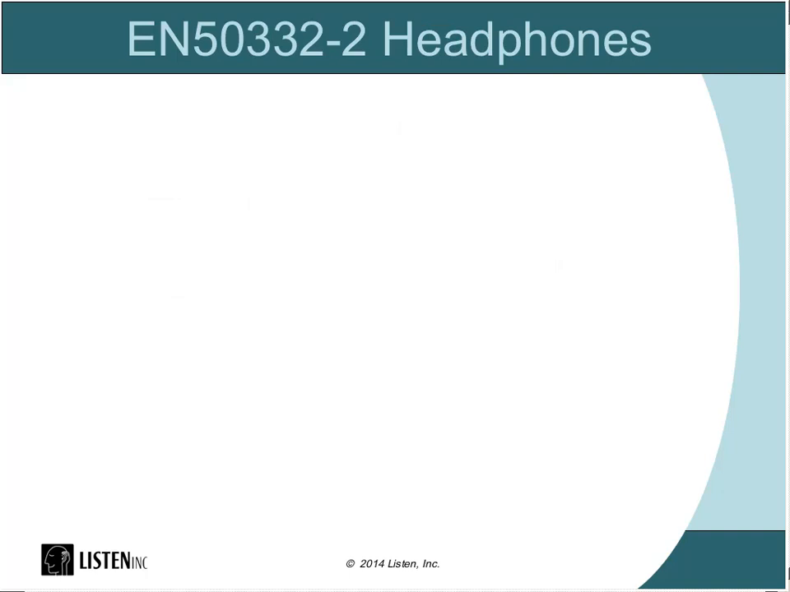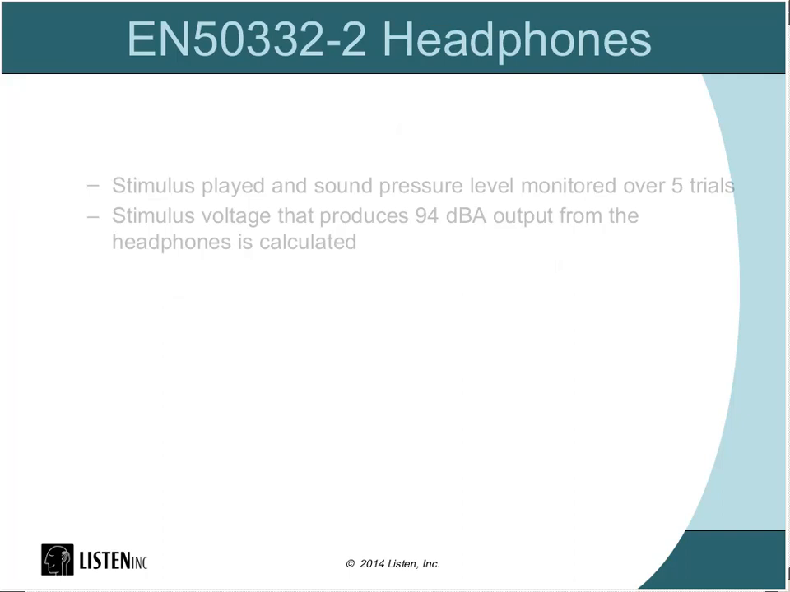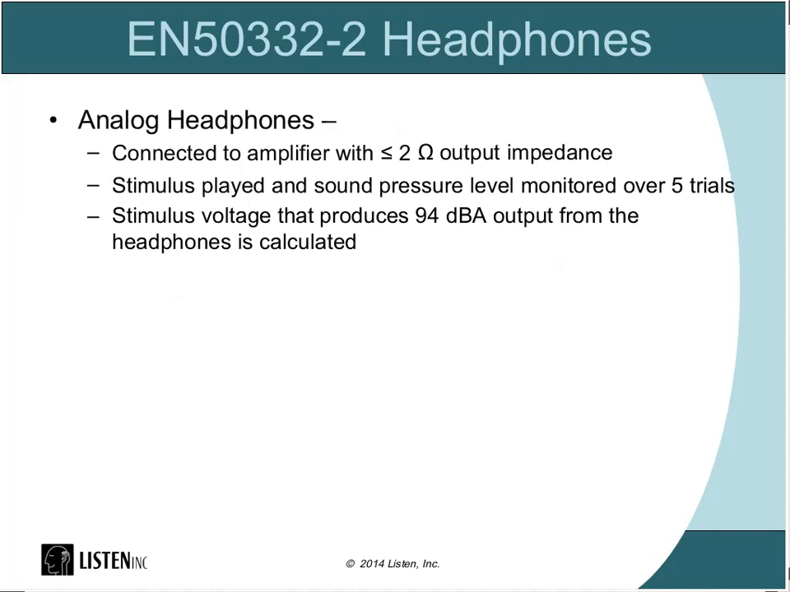When we're looking at the headphone part of the Dash 2 standard, we split it into analog and digital. So for analog headphones, the standard states that we have to connect the headphones to an amplifier that has less than or equal to 2 ohm output impedance. That pretty much rules out a lot of standard headphone amplifiers. So for instance, if we wanted to just use the headphone amp on our sound card, that's not going to meet this criteria. It'll typically have greater than 2 ohm output impedance.